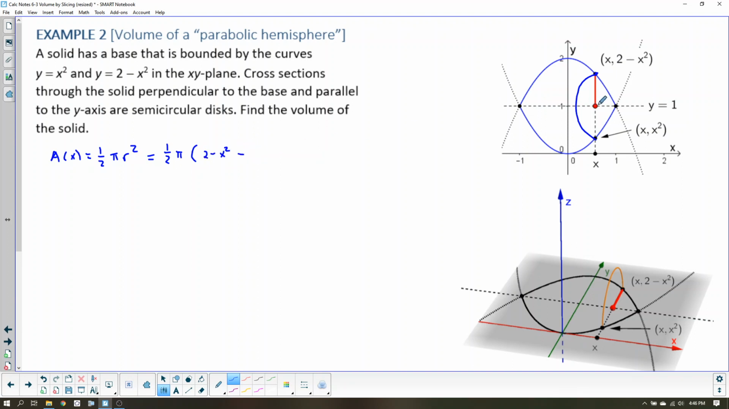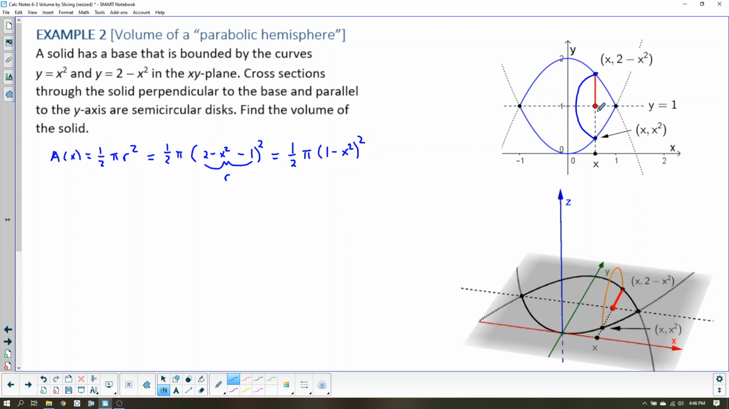You can think of this like we did before. When we were doing area, it was upper curve minus lower curve. Well, this is upper and this is lower. So upper minus lower, that whole thing there is the radius. And then we have to square that. Just upper curve minus lower curve. If we simplify that, that's 1/2 pi times (1 minus x squared) squared.